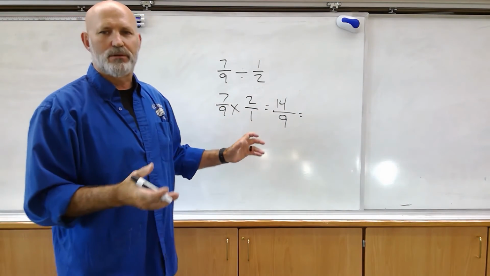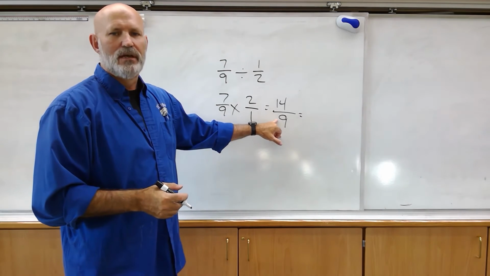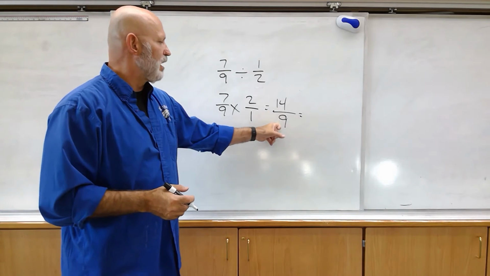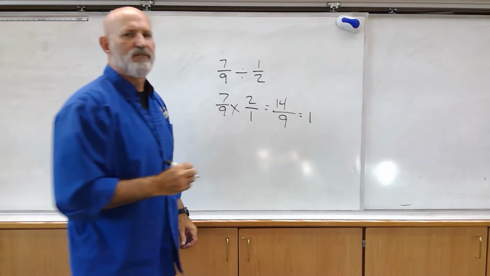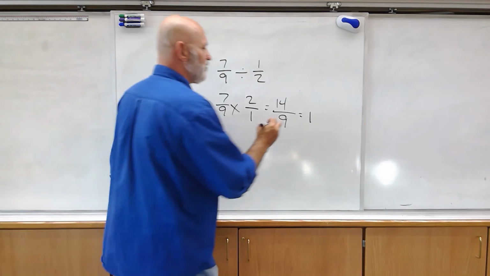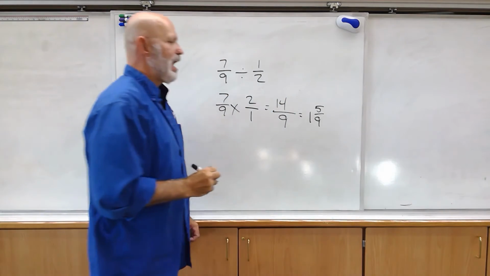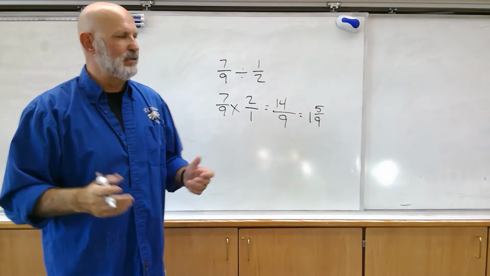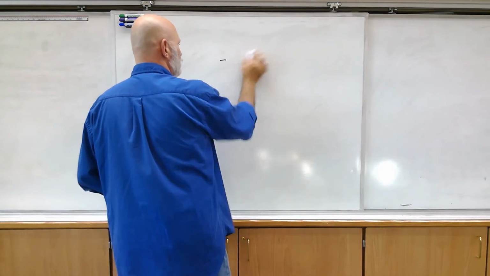Now what I'm going to do is reduce it. So I'm going to take this improper fraction and convert it into a mixed number, and 9 goes into 14 one time with a remainder of 5. My 5 is just going to go over my divisor, and I'm going to end up with 1 5/9.